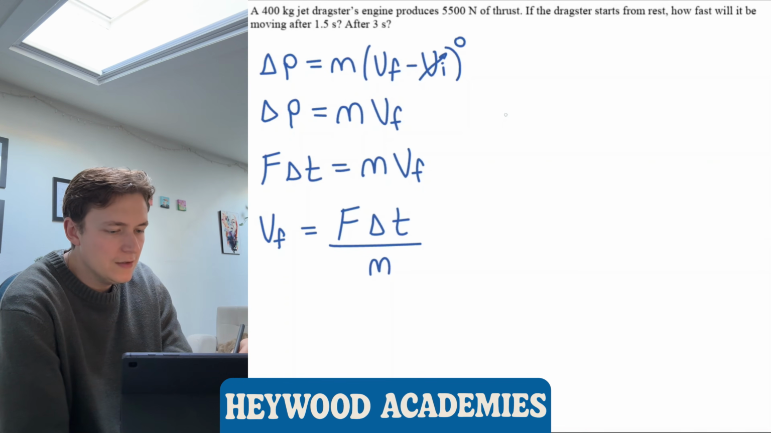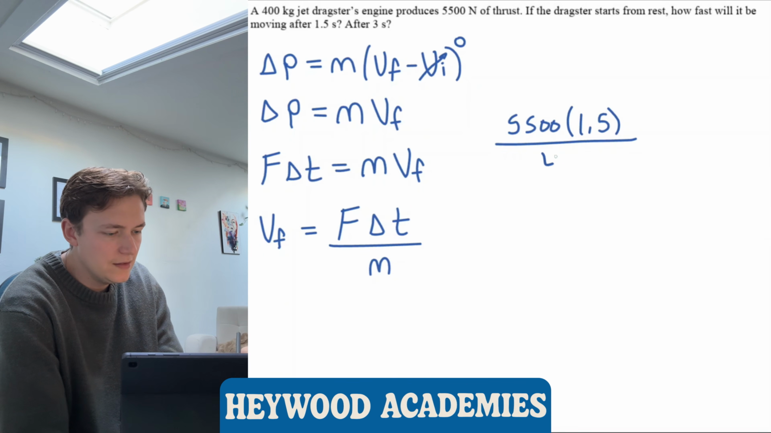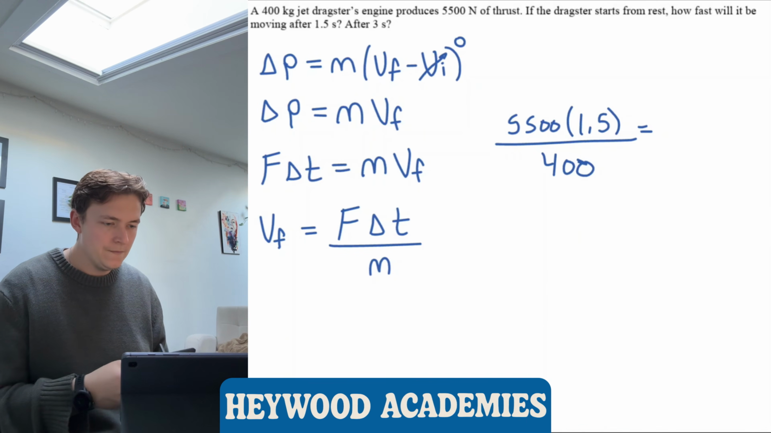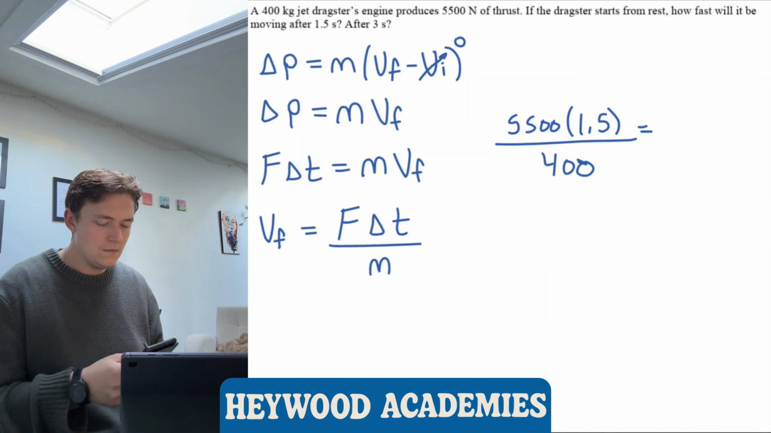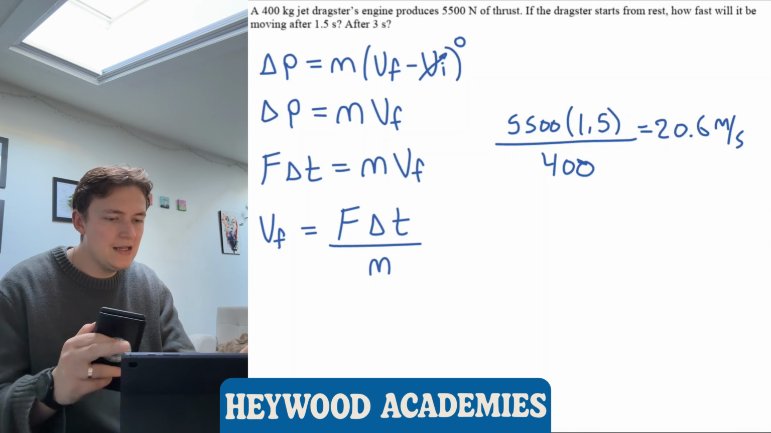And now we can just go ahead and plug in both versions of the numbers that we were given. So for the first one, we had 5,500 for the newtons, we had 1.5 seconds, divided by the mass as 400. So I'll plug that in and we'll see what we get for the first set of numbers. Okay, so 20.6 meters per second.